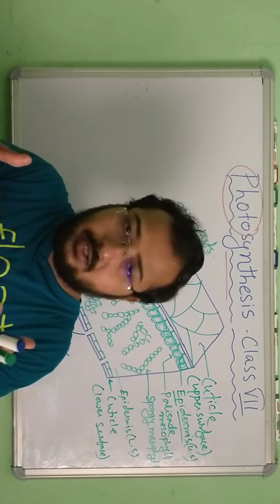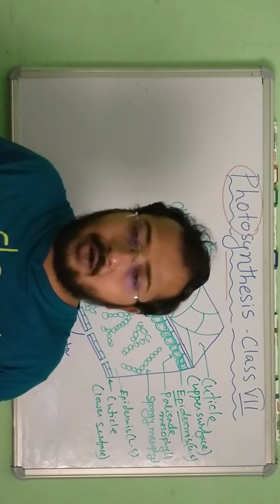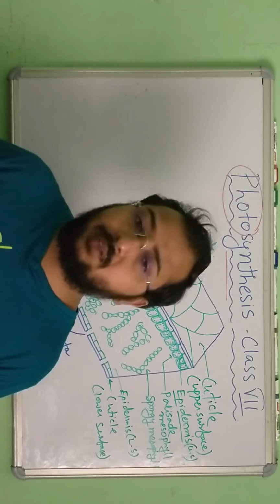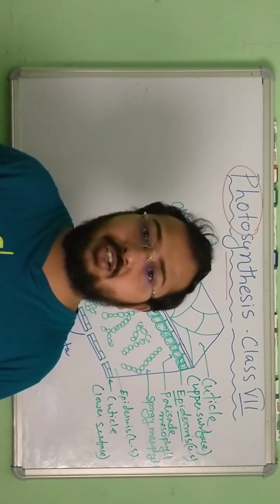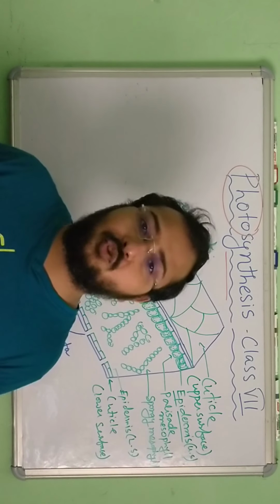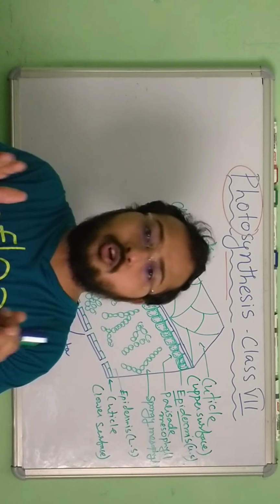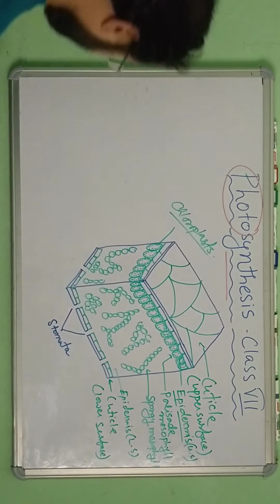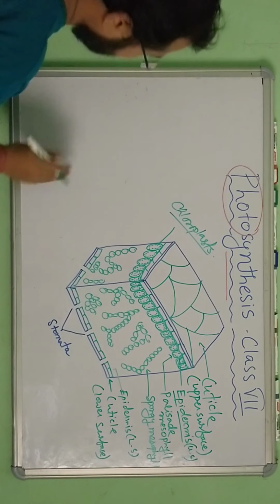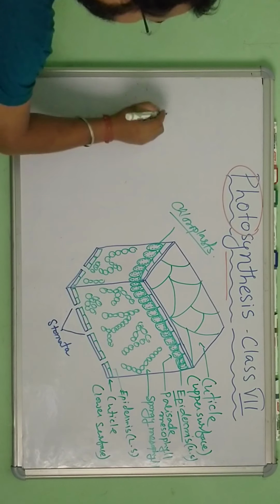And when the cell sap is released from the guard cells, they constrict. That is called flaccid condition, flaccidity. As a result, the stomatal pore closes. So these two situations I am going to show you. Okay, the first diagram.